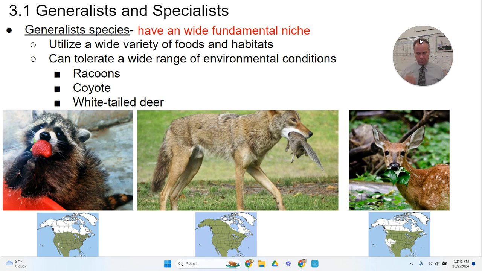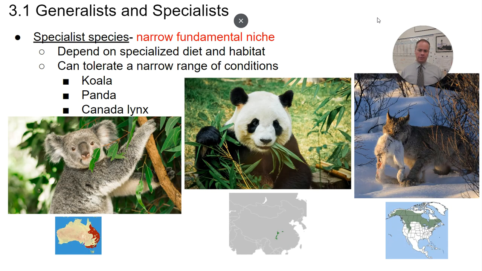If you look at these three species shown here, and you look at the range in North America, all three of them are very widely distributed. Raccoons are omnivores which can eat a huge variety of foods. They can tolerate all sorts of conditions. They can tolerate being in close proximity to human development as well. Same thing with the coyote and with the white-tailed deer that we see here. These are generalist species.